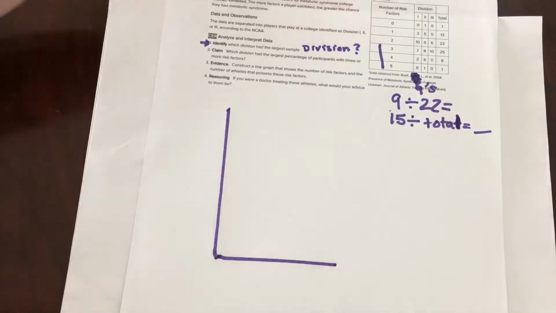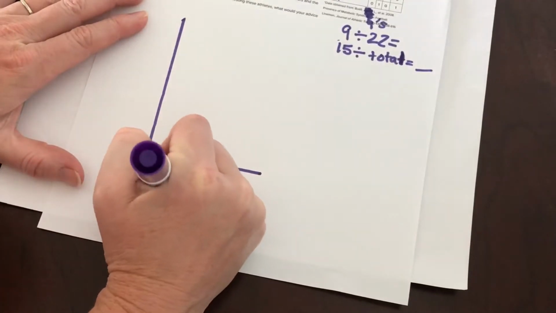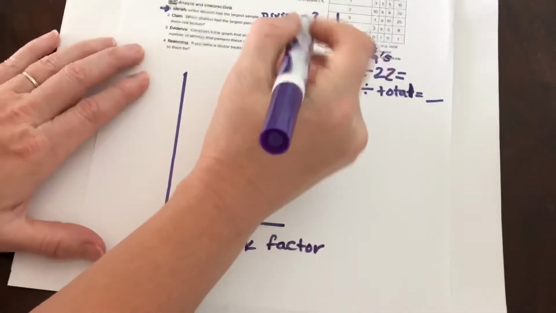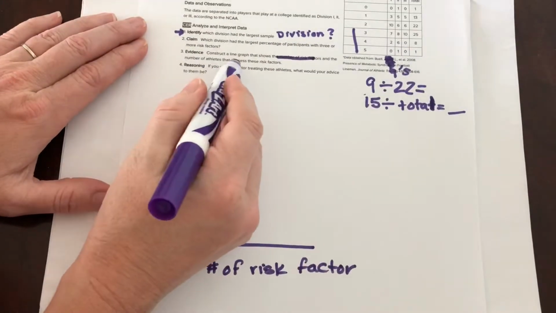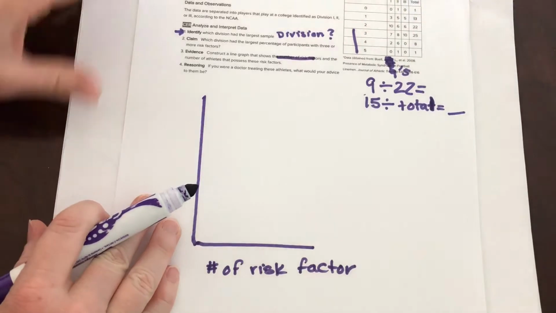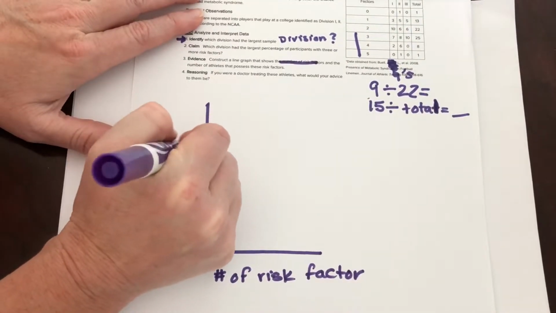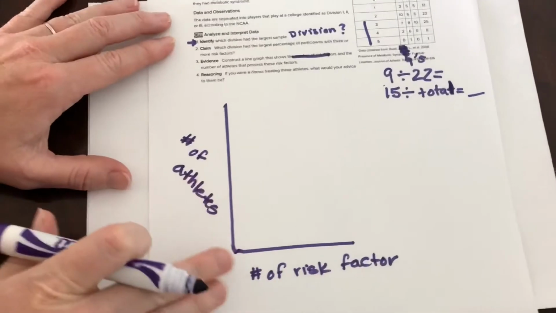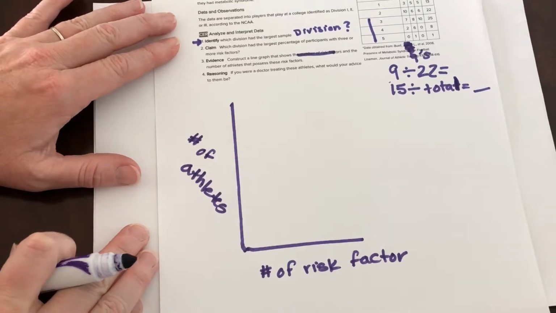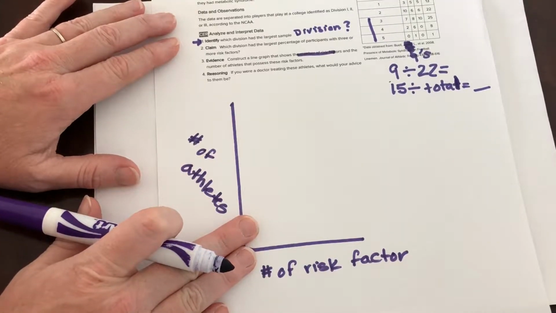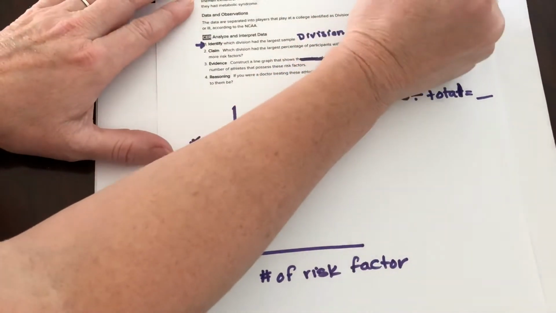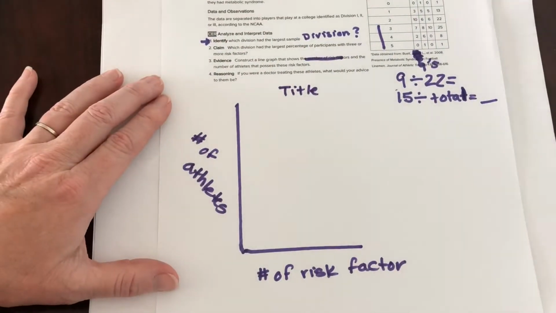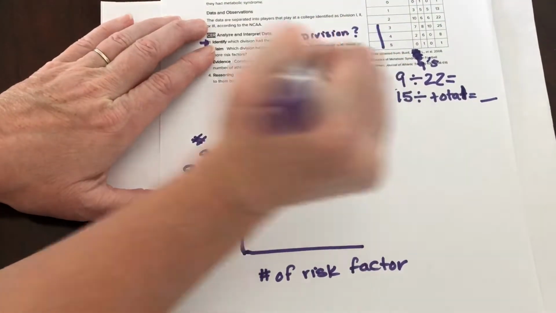The number of risk factors should be on your x-axis. Make sure you label here, please: number of risk factors, and the number of athletes, that's the total number of athletes there, on your y-axis. So you've got your x-axis and your y-axis. Then make sure that you title this graph. You could use the same title from up here. I'm just going to write title because I want you to come up with a title, and I'll put a question mark so you don't just write the word title.